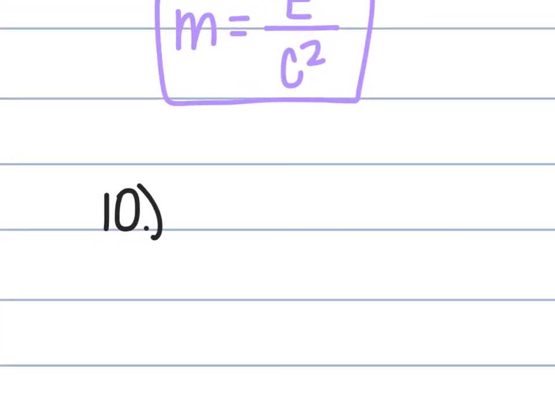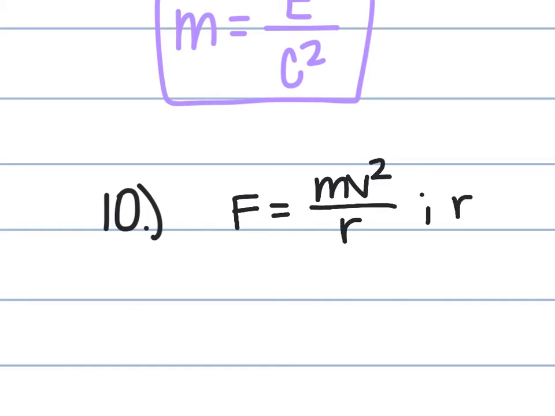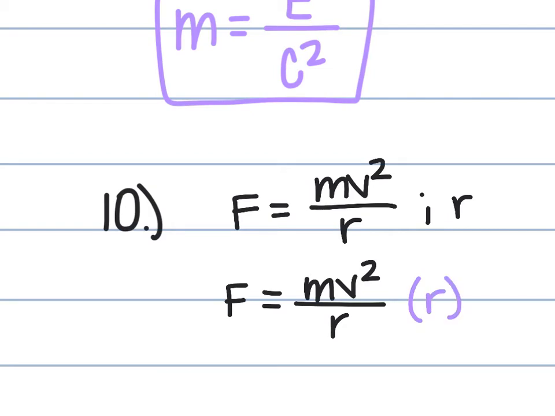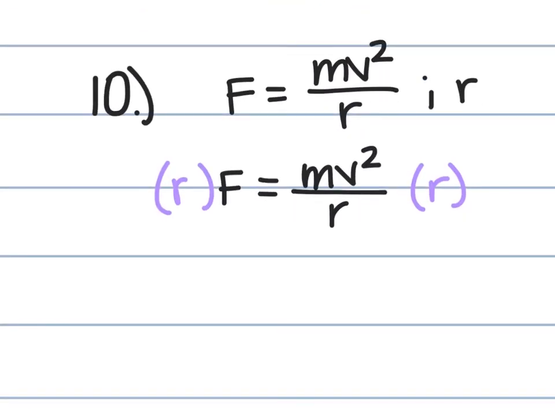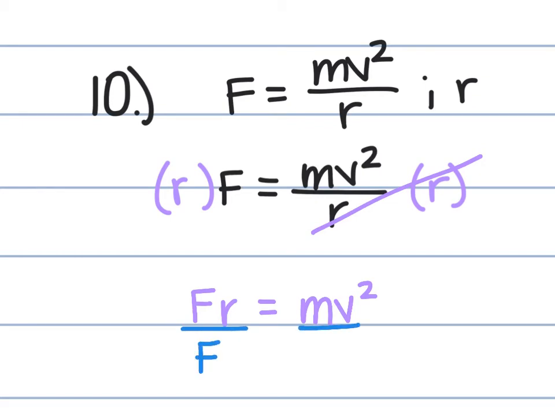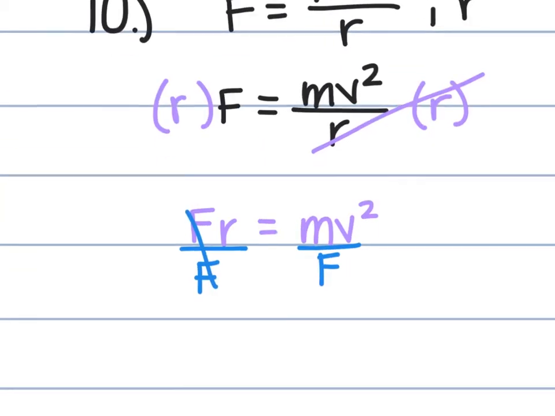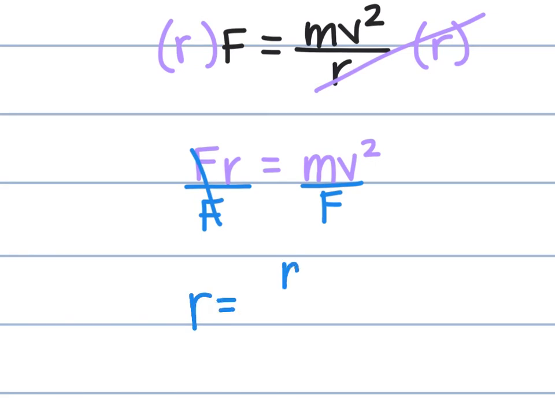For 10, we have f is equal to mv squared over r. We're getting r by itself. So again, I'm going to rewrite this just so I have a little bit more room. I'm going to multiply each side by r. That's going to cancel out on the right side. So I'm going to have f times r is equal to mv squared. Again, we're getting r by itself, so we're going to divide each side by f and get that r is equal to mv squared over f.